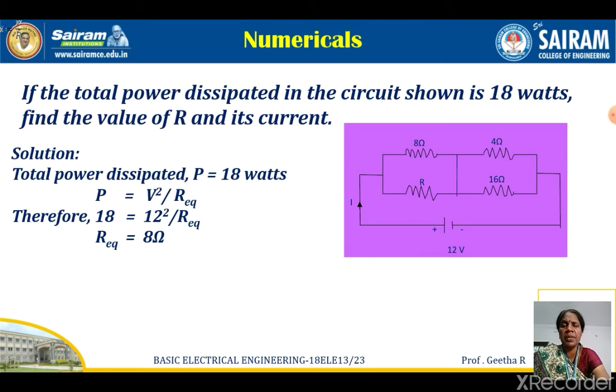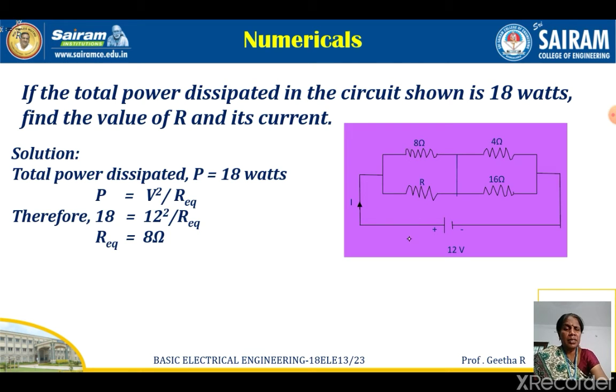So we'll see one simple problem. For the circuit given, there are 4 resistors connected, and 12 volts is applied across the circuit. The current through this is I. The total power dissipated in the circuit is 18 watts. Find the value of R. Out of 4 resistors, one value of resistance is unknown. That should be calculated, and the current through that also should be calculated.